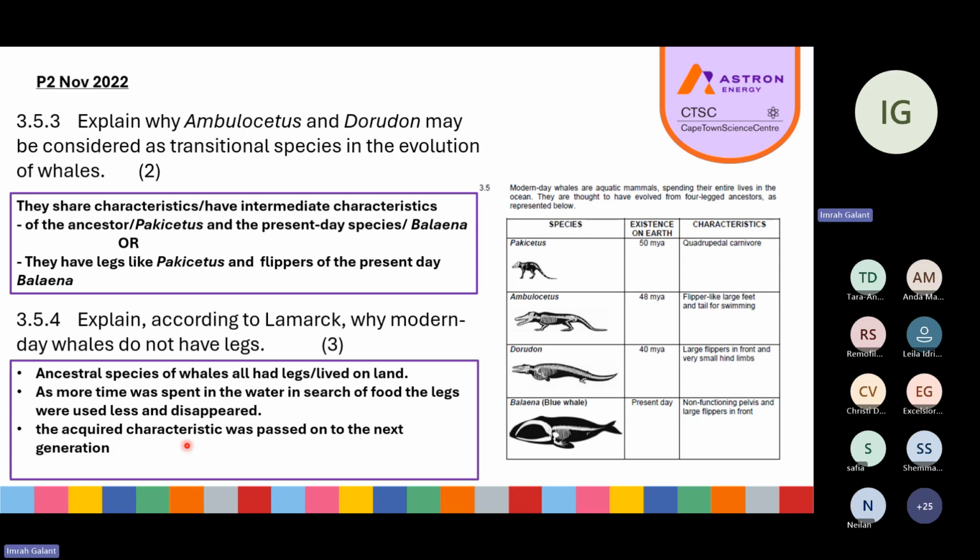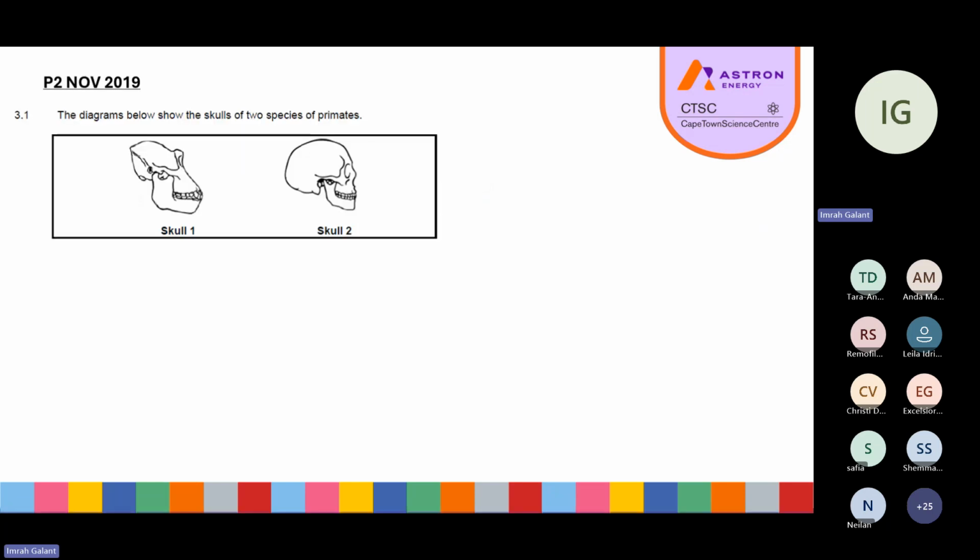Then the law of acquired characteristics comes in, where the acquired characteristic was passed on to the next generation, meaning that the flippers were now passed on from one generation to the next. Okay, that is, the flippers are now the acquired characteristic. Okay, so that is a bit of Lamarckism and a bit of evolution over there. But now let's move on to the next type. We have to analyze a few diagrams.